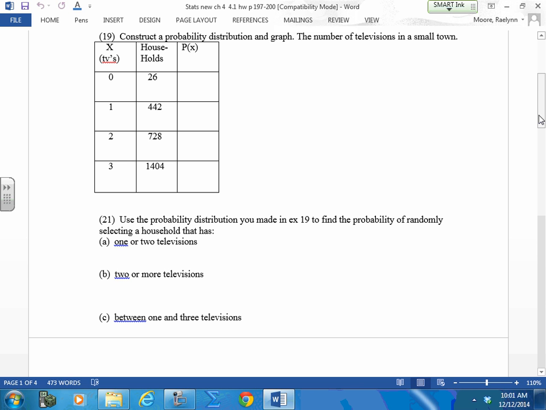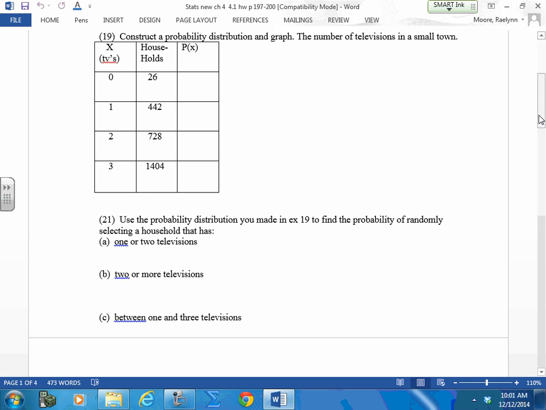Now, these are the number of televisions per household in a small town. You have to construct a probability distribution. The distribution is your table. You have to graph this like a histogram. That's your relative frequency histogram. And some of the questions were also related to your chart. Once you put your probabilities on that chart, you're going to go right to your questions for it.